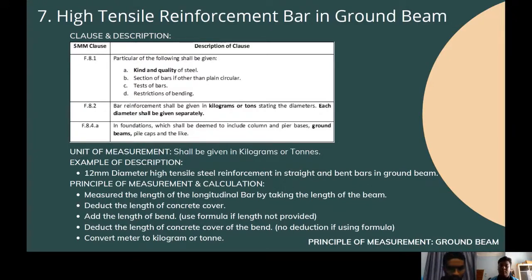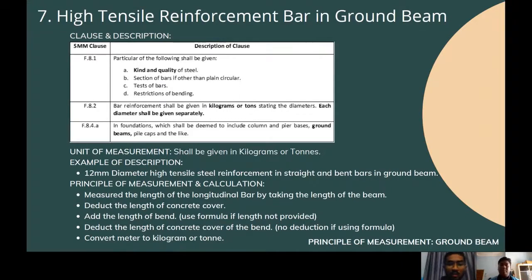All right. So for the principle of measurement, firstly we need to measure the length of the longitude bar. So for the length of the longitude bar, firstly we need to take the length of the beam, and then we deduct the length of the concrete cover, which is the gap between the reinforcement and the concrete.